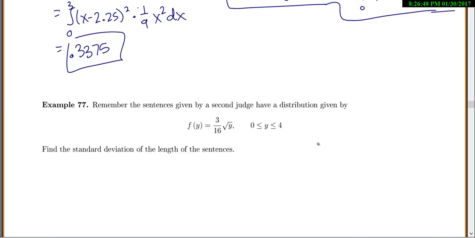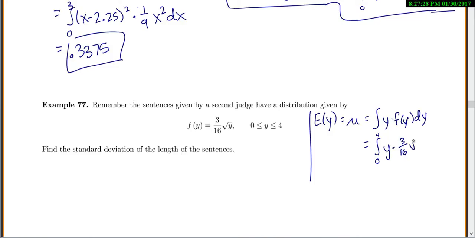Now our second judge has 3/16 square root of y from 0 to 4. Again, first step, you always have to find the expected value. So the expected value of x, or mu if you prefer, is equal to the integral of x times f of x dx. We're going to take the integral from 0 to 4. Instead of x's, we're talking about y's, so let's replace all these with y's. It doesn't make a big difference, it's just a different variable. So from 0 to 4 of y times 3/16 square root of y dy. And this is 2.4, so that's the average for this judge.